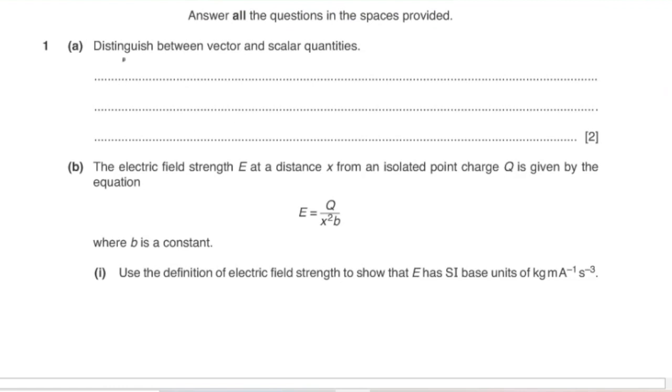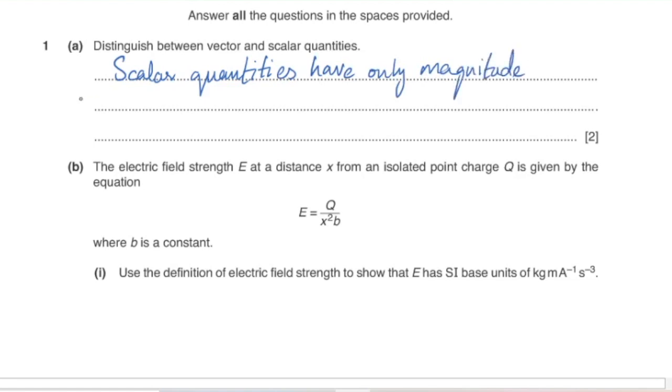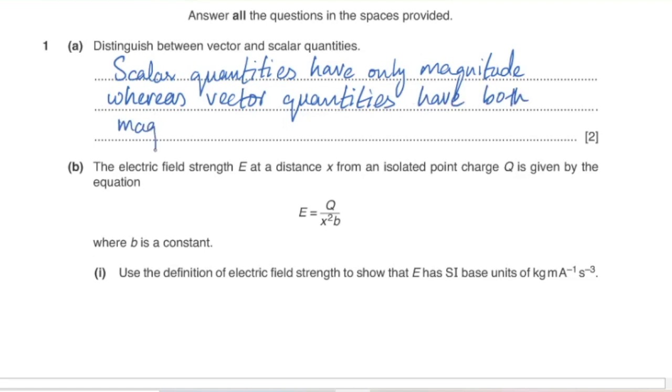So, scalar quantities have only magnitude, whereas vector quantities have both magnitude and direction.